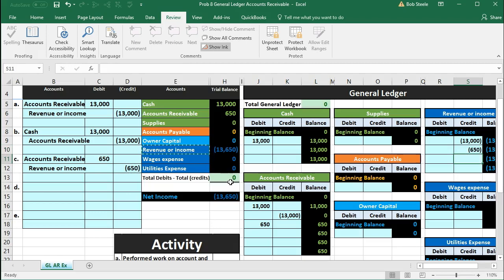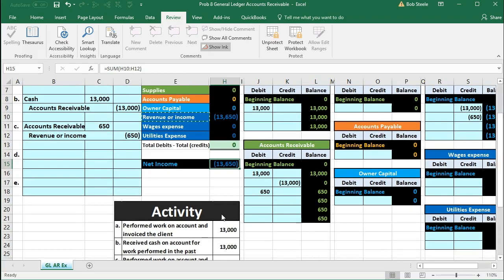We have 13,650 now here, and that's increasing net income because we have no expenses, and therefore we have revenue minus expenses of just the revenue of 13,650. Remember, that is revenue, that is not a loss. Although it has brackets around it, it is a revenue account.